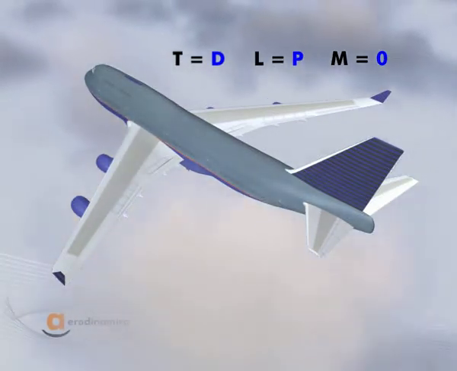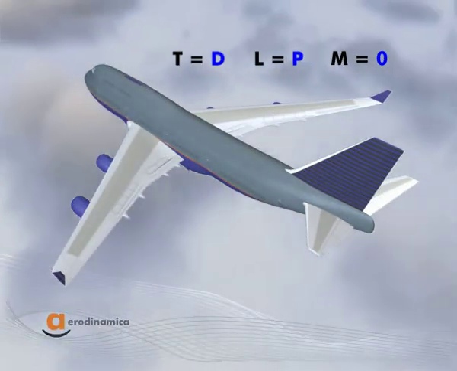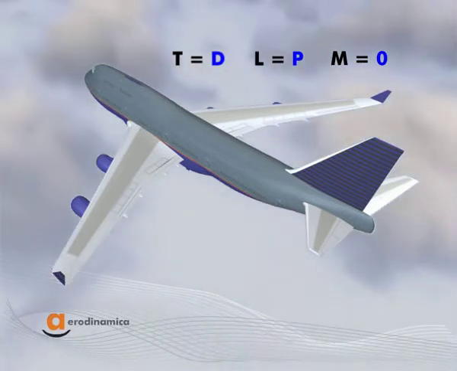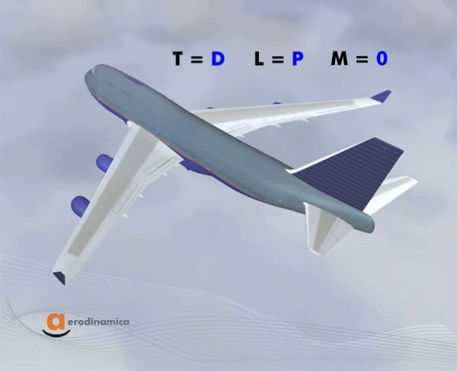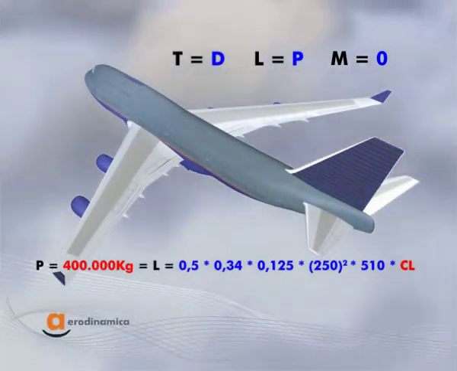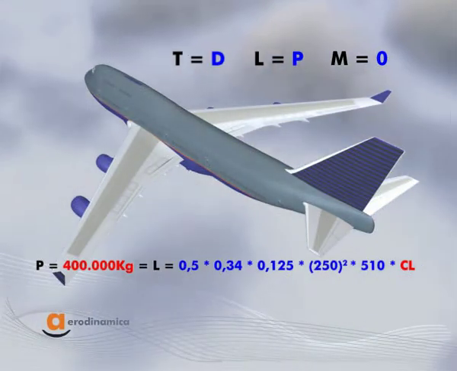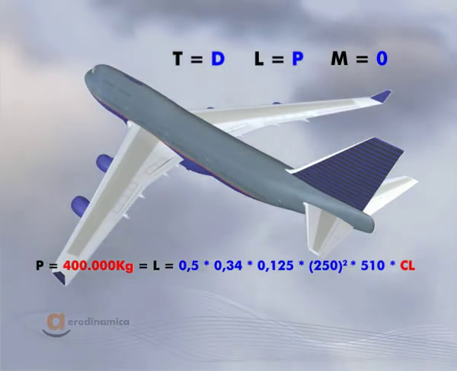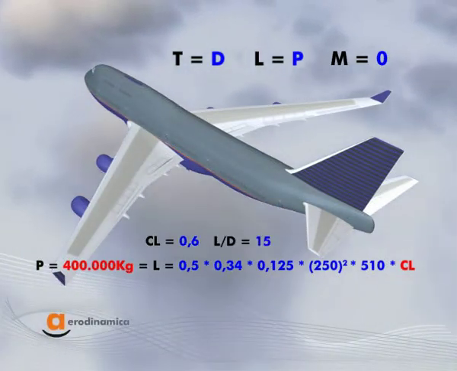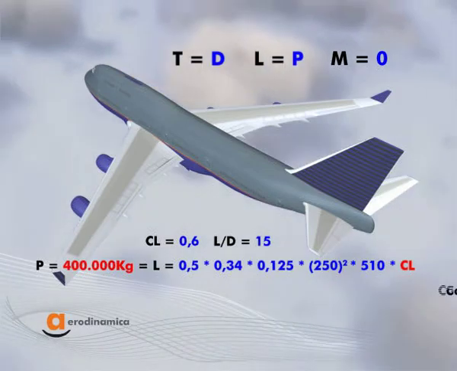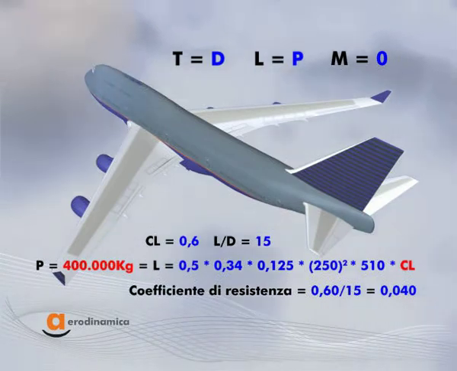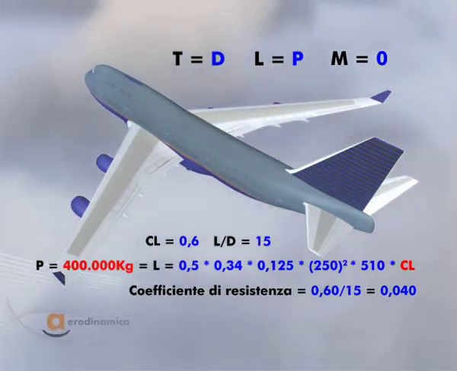The ratio between the density of the air at 10,000 meters and the zero altitude is equal to 0.34. The wing surface is 500 square meters. From this data, the lift coefficient can be evaluated. It is equal to 0.6, with an efficiency equal to 15. The drag coefficient results 0.60/15 equal 0.040.